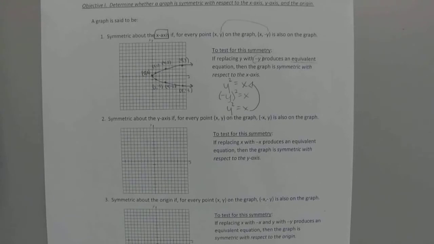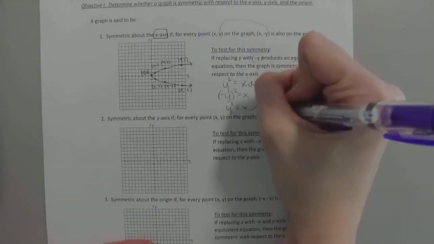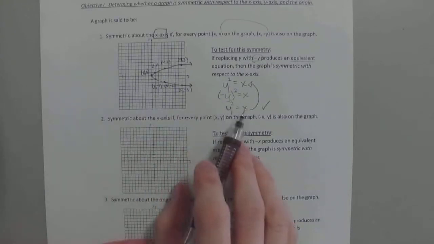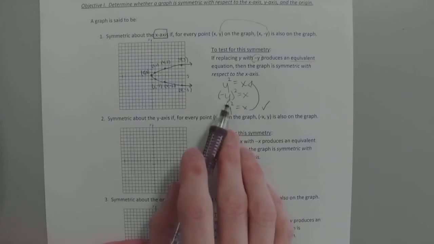It's the same. And that's the whole idea. Read that sentence again. If replacing y with negative y produces an equivalent equation, then the graph is symmetric with respect to the x-axis. So this is us visually proving it, and this is us algebraically proving it.